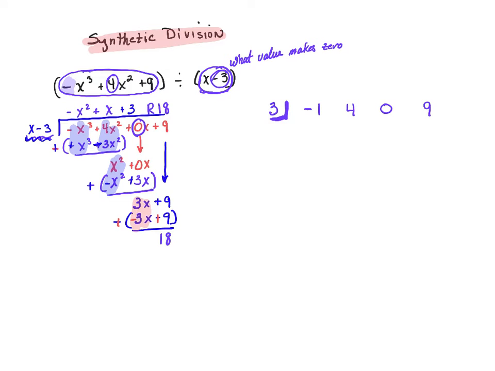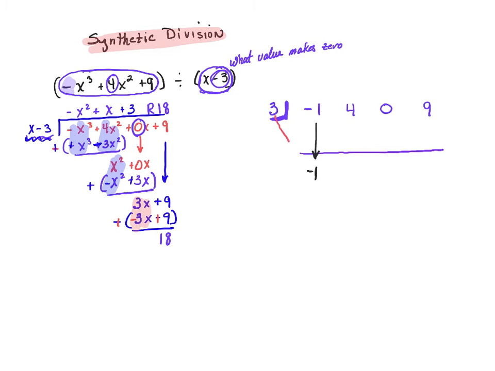Now you're going to want to skip a line, give yourself a little space, and then draw a line. And this process goes pretty quick. That's why it's a nicer way to do it. Step number 1, all you do is bring down that first coefficient. Just bring that guy down. Draw him below the line.